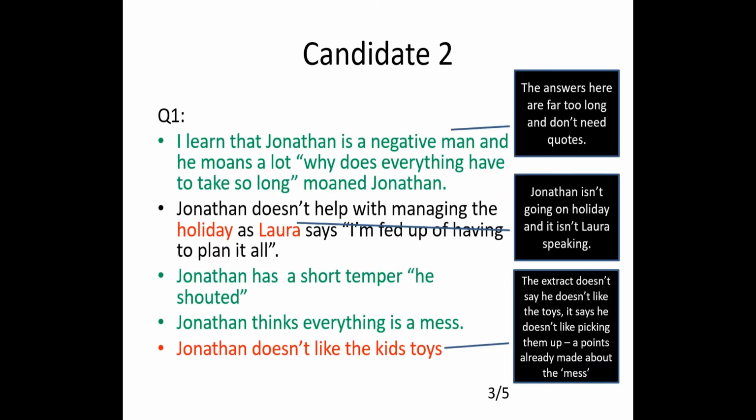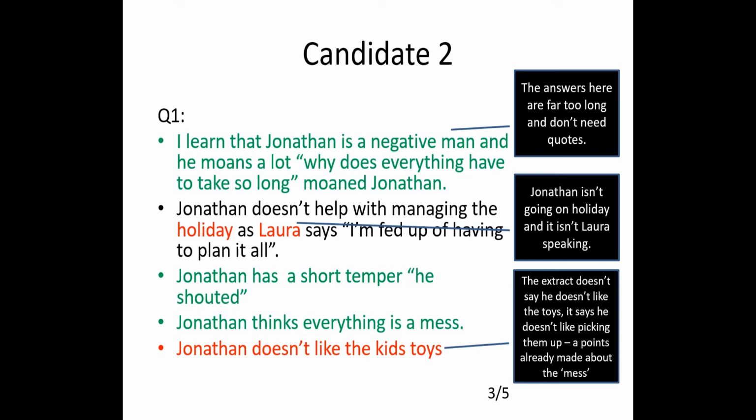The next one clearly wrote a lot more. You can see that. This student added quotes to theirs and wrote slightly longer sentences. Ended up with 3 out of 5 again though, so even though the answer is longer, the marks are still the same. And you know already that you don't get marks for quotes for this. Okay, you don't get marks for using quotes and explaining them for this question. I learned that Jonathan is a negative man and moans a lot. Why does everything have to have me moan Jonathan? That answer could have been ended at Jonathan is a negative man who moans a lot, would have got the mark there. They didn't need the quote.